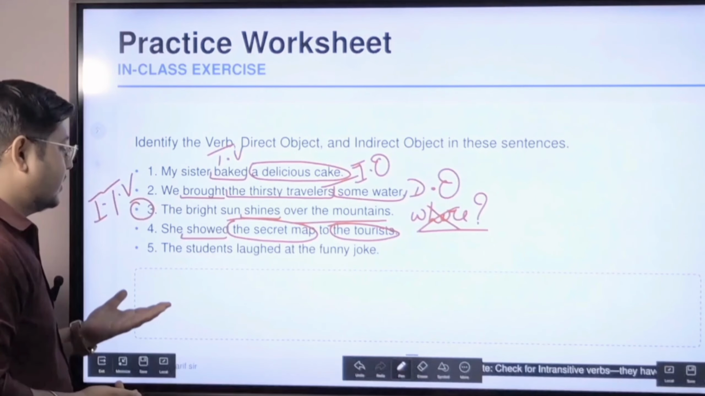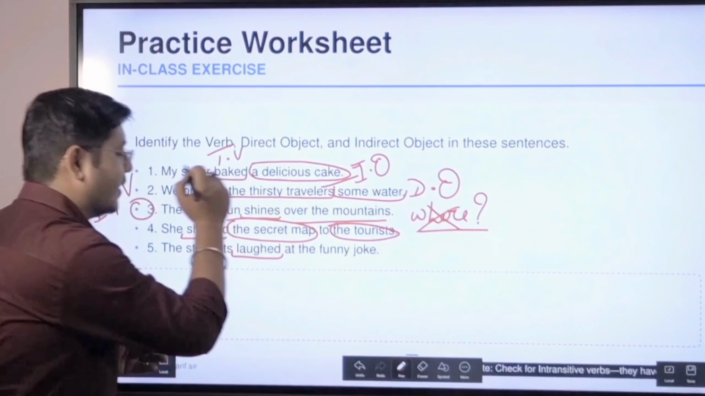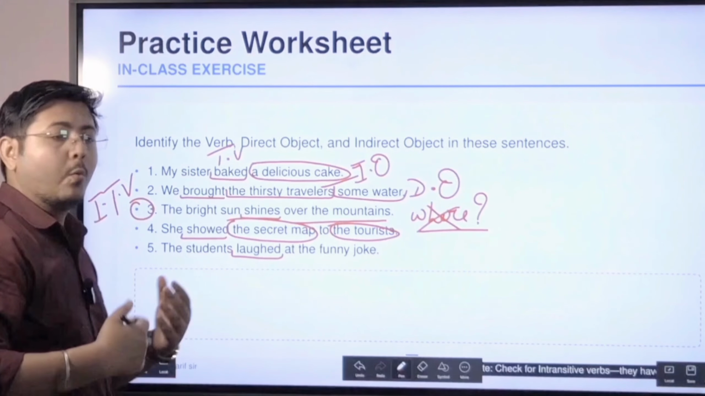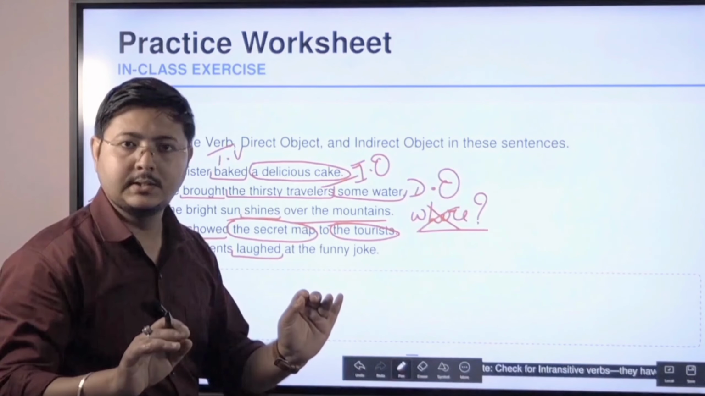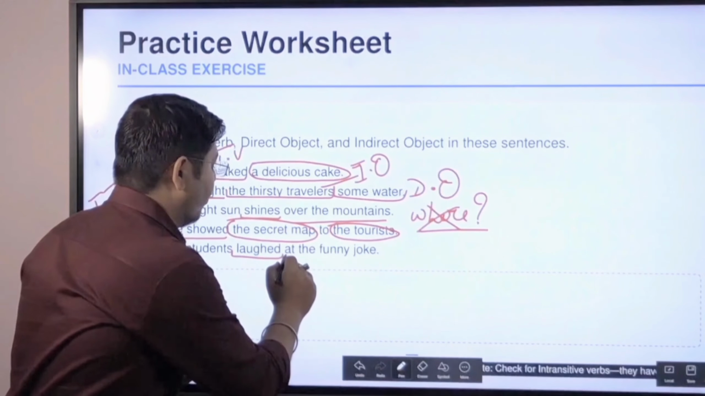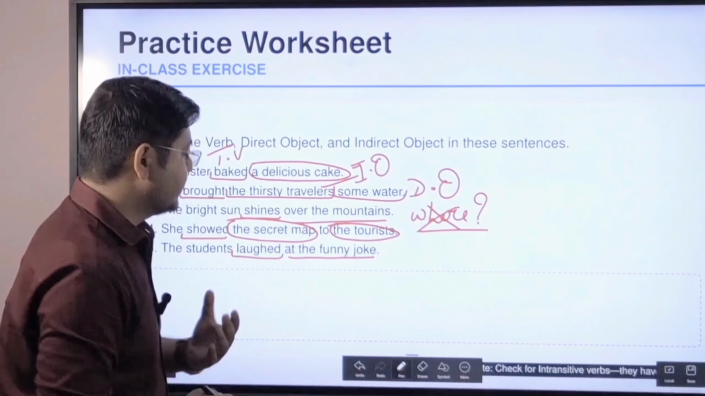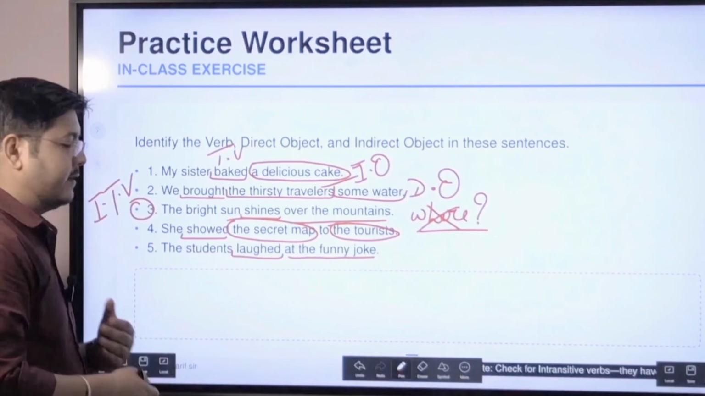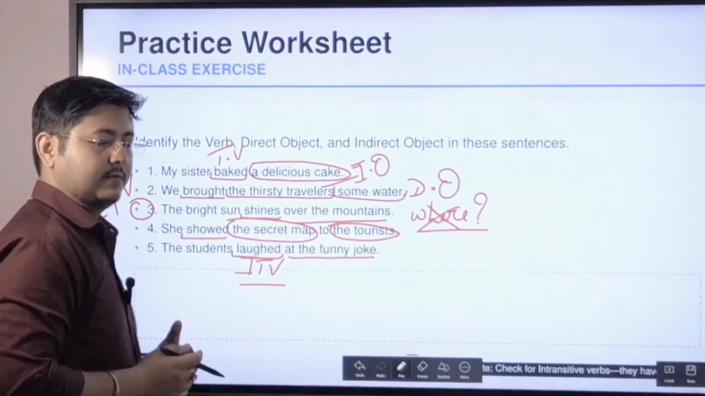The last sentence, the students laughed. Laughed is the verb here. Laughed what? Laughed whom? No answer. The remaining words are not actually answering what or whom. That is why this sentence has no object. If it has no object, this is an intransitive verb.